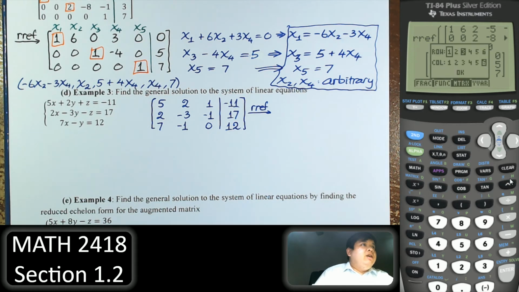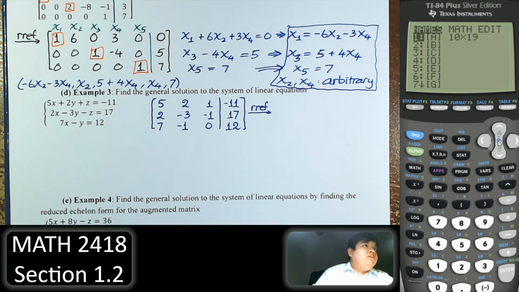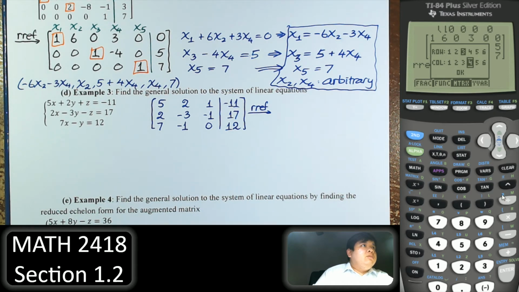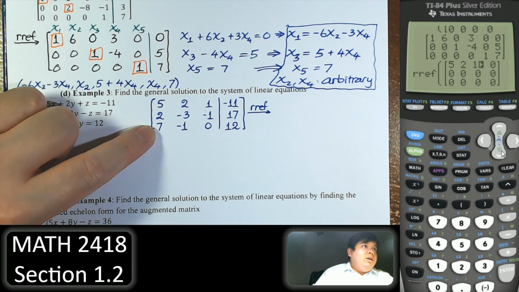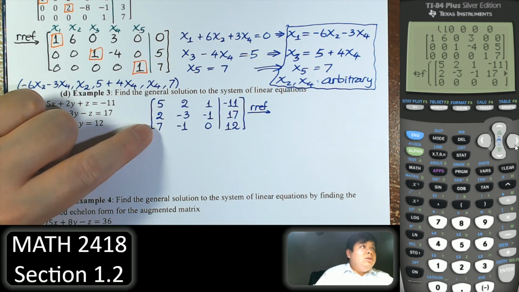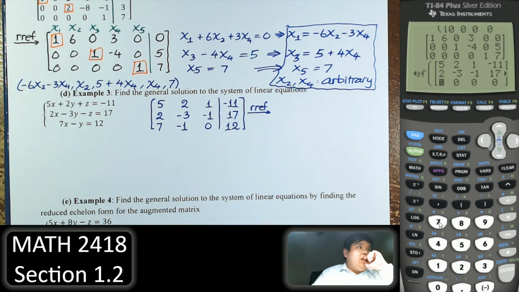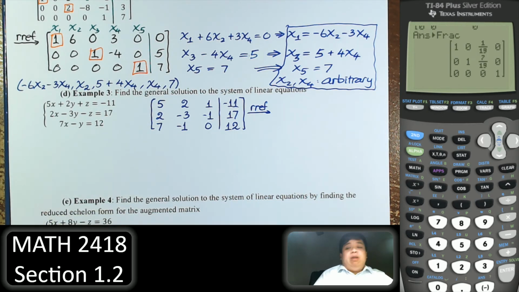Apply it to the matrix. 5, 2, 1, negative 11. 2, negative 3, negative 1, and 17. 7, negative 1, 0, and 12. Right? That makes sense.